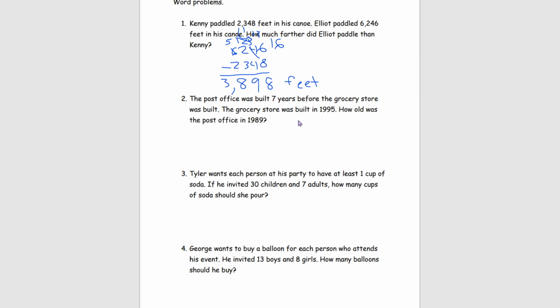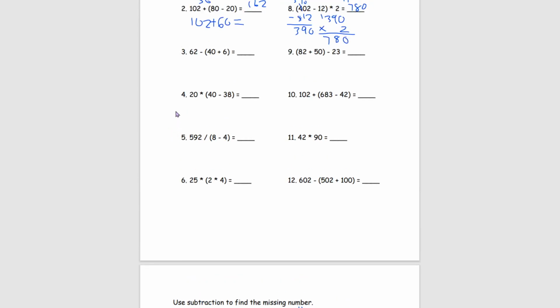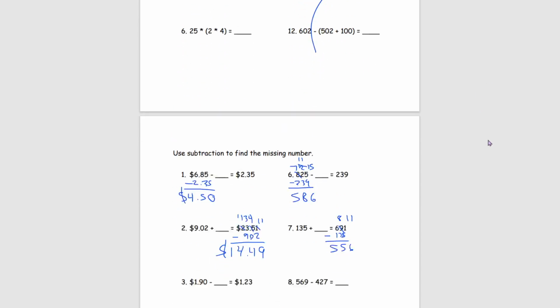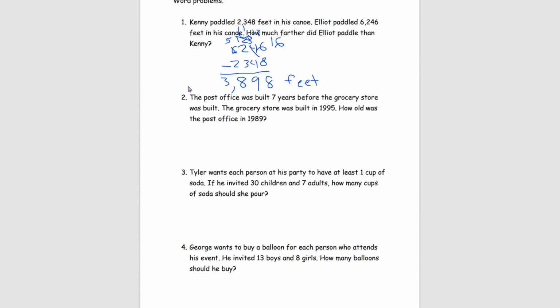And lastly, for number 2, the post office was built 7 years before the grocery store was built. The grocery store was built in 1995. How old was the post office in 1989? And so, first off, let me scroll down real quick. Since we know that the grocery store was built in 1995, and we know that the post office was built 7 years before it, we can do 1995 minus 7. And so this 5 minus 7 is impossible, so we borrow 1 from this 9. It becomes an 8, and this becomes a 15.